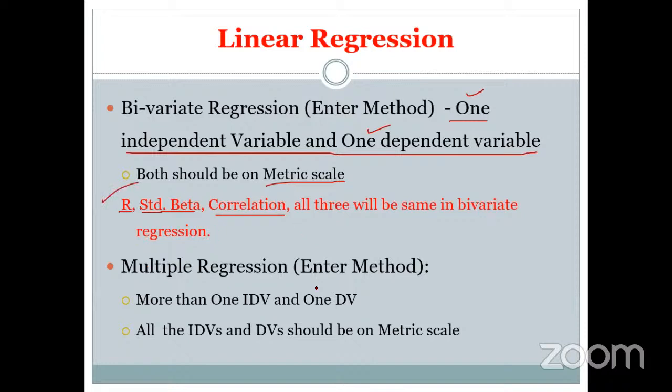Now, multiple regression is more than one IDV and only one dependent variable. If I make a model here, this is my DV, and this is IDV1, IDV2, IDV3, IDV4, and they affect the DV. This is a kind of representation of multiple regression. Now, there is multicollinearity also. We'll discuss that later after the examination of the results of regression analysis.